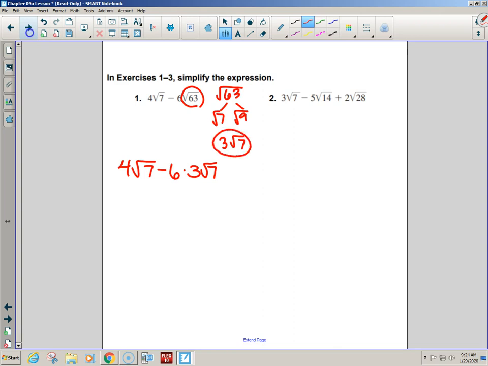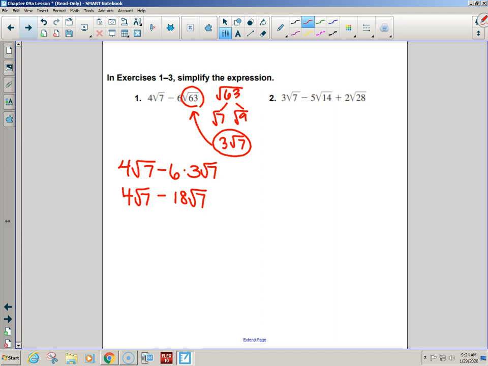Now they're kind of like terms. Hold on, PEMDAS. What should I probably do before I subtract? Multiply. Okay, multiply. So I have 6 of those radical 63s, or 6 of those 3 root 7s, which means I actually have 18 of them, right? But now what can you do? Combine those like terms.